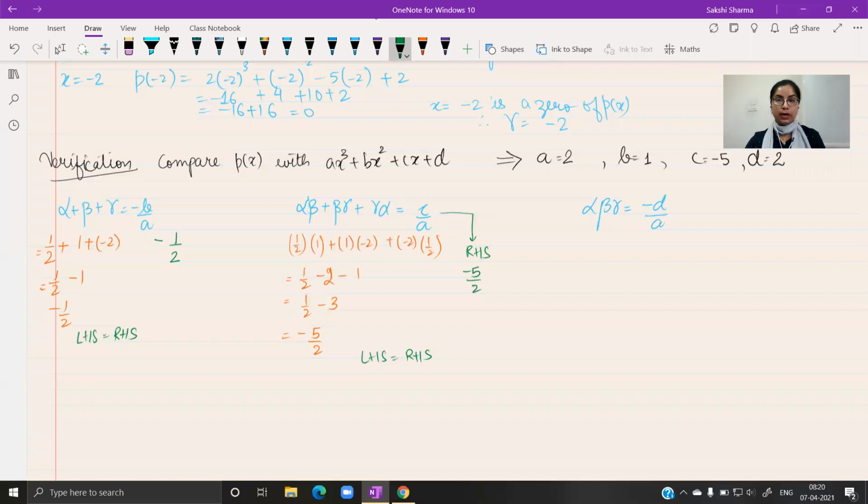Similarly, the product, you have alpha, beta, gamma, half into 1 into minus 2. This will be minus 1. The right hand side, minus d over a. It's 2 by 2 with a negative sign. This is also minus 1.